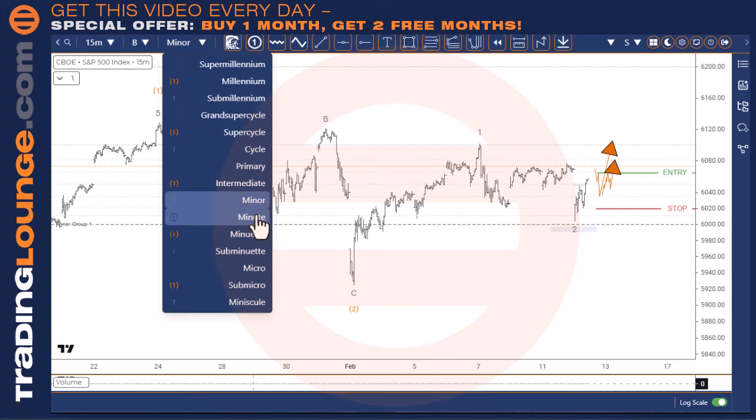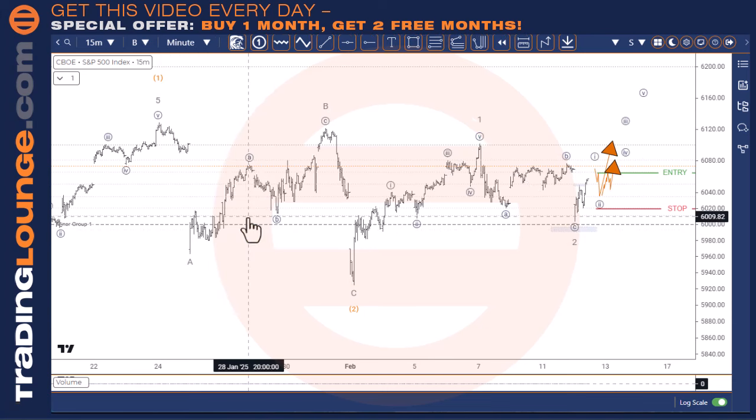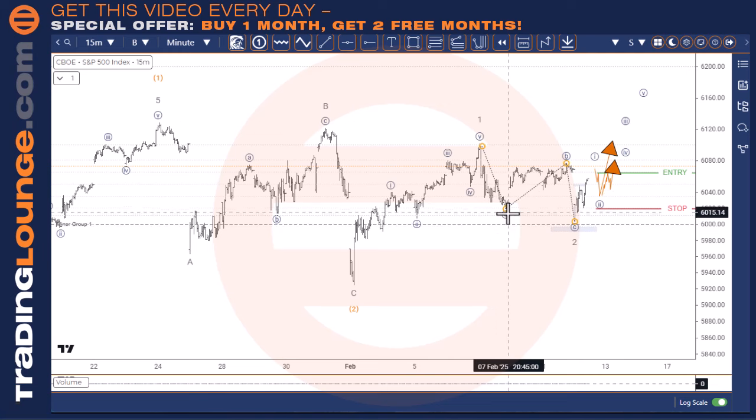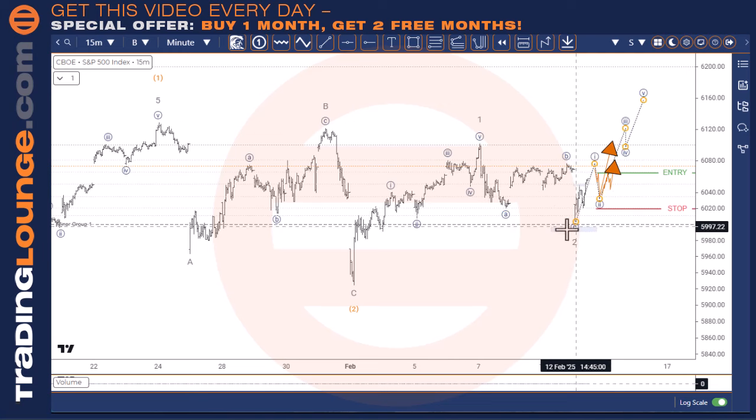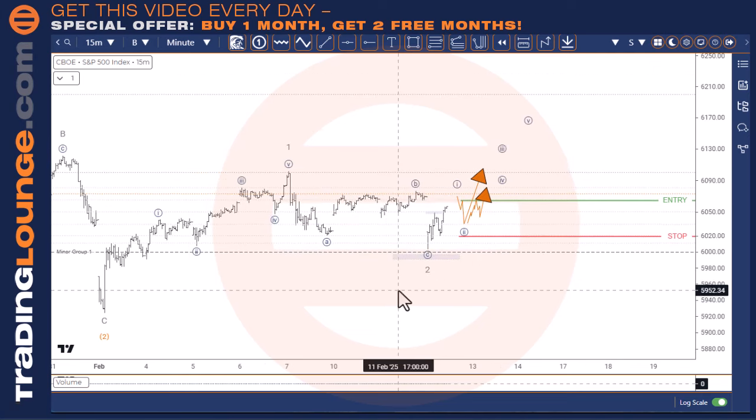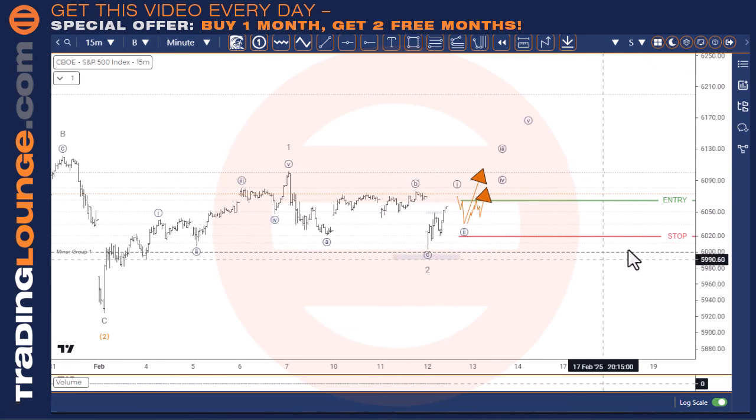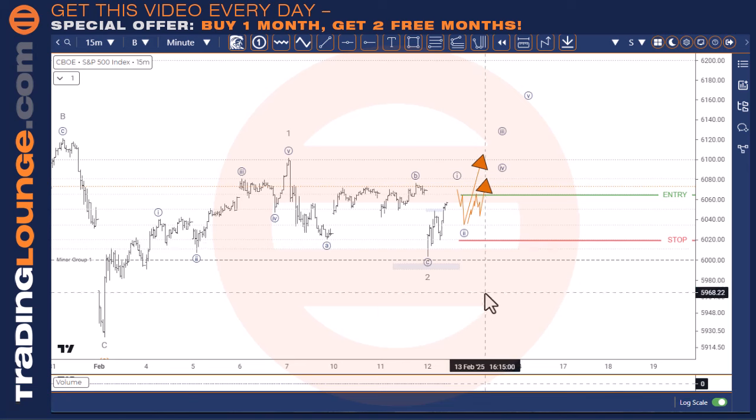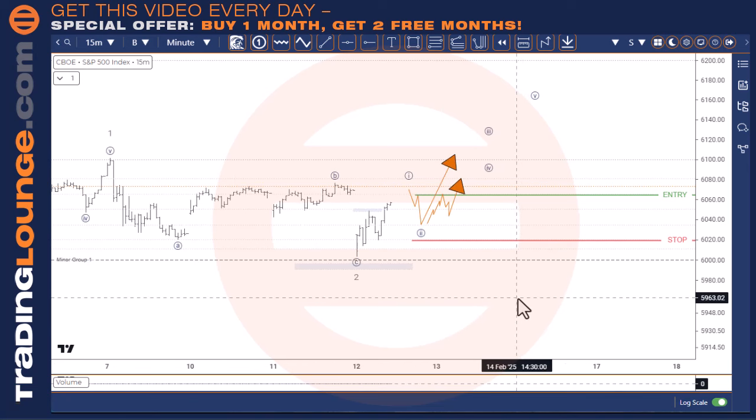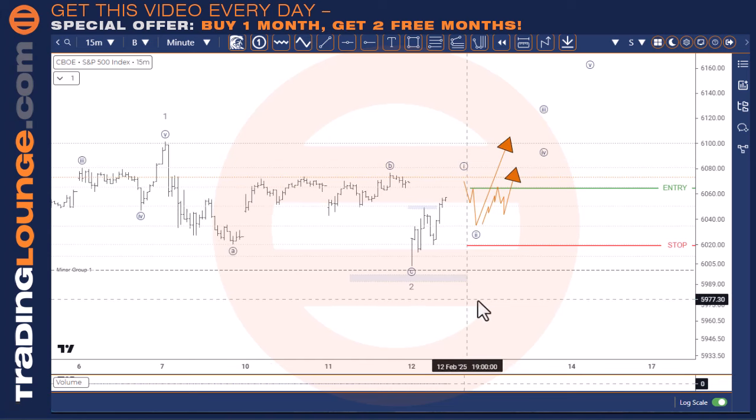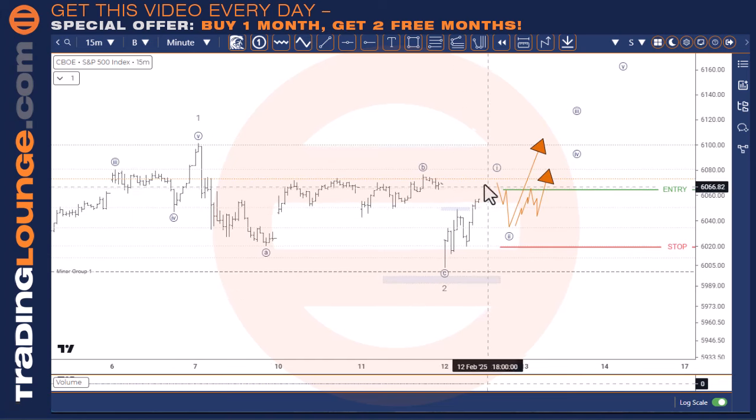So if I just bring in some more labeling at this point here, from wave 1 here we got the A wave, the B wave, and the C wave here that we were looking for yesterday, and now we're sort of pushing to the upside here. Now I've got some drawings on here that we were talking about in the previous video for the stocks video. Now we need to understand this little area here.